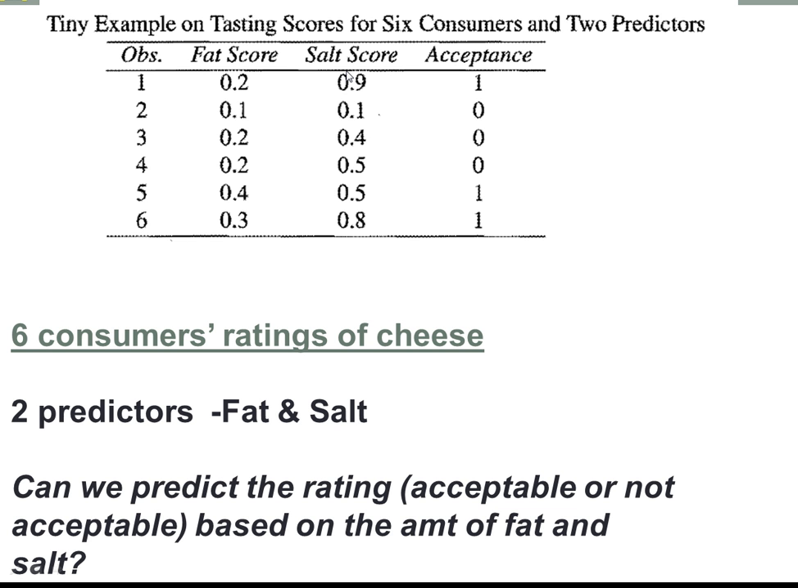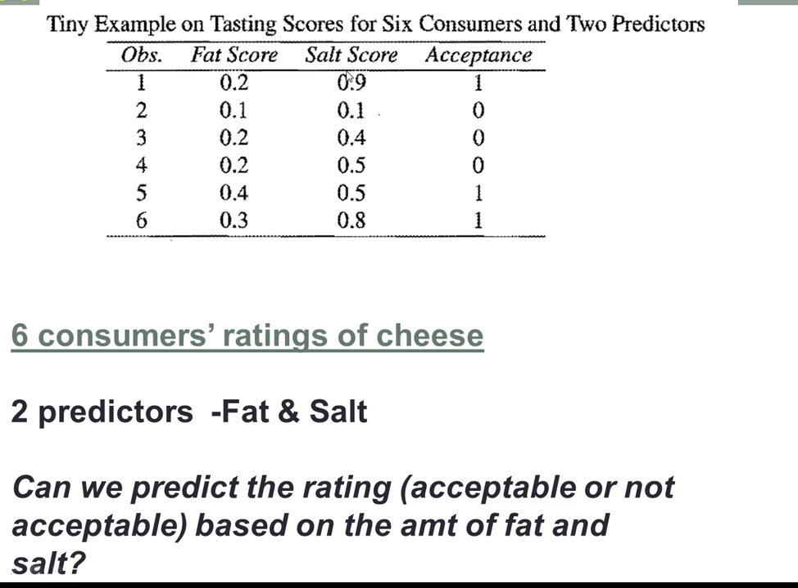Natto. A lot of people in Japan don't like natto, but a lot of people do like it. I love it. Okay, so you love it. But maybe there are different types depending on what you might not like. So that's the idea here. There are different cheeses, right? Depending on the fat and the salt, they're going to say 1 or 0 for acceptance.